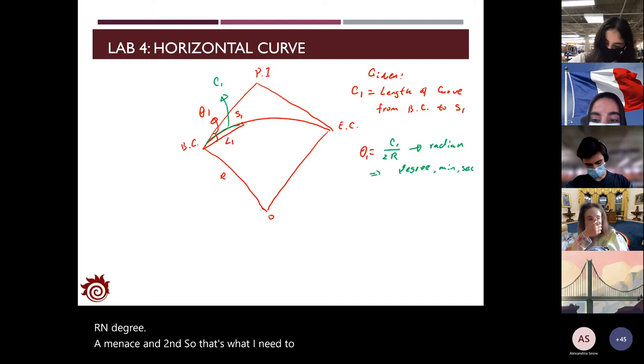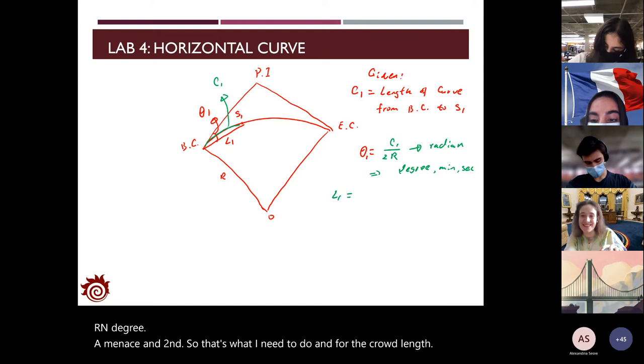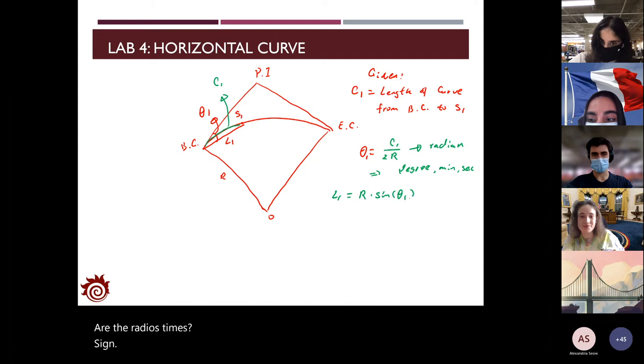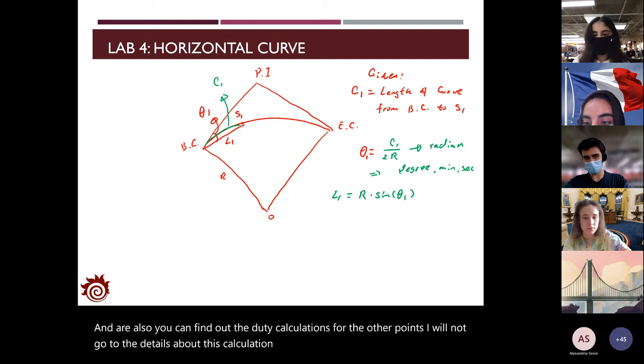And for the chord length L1, that will be relatively simple. L1 basically equals the radius times sine theta 1. So that's the way for you to get the distance L1. And you can also do the calculations for the other points. I will not go into the details about this calculation because it's a little bit complicated and it will take some time for the horizontal distance measurements.